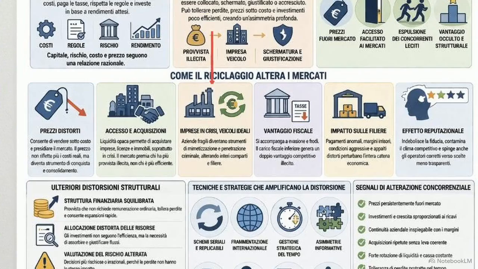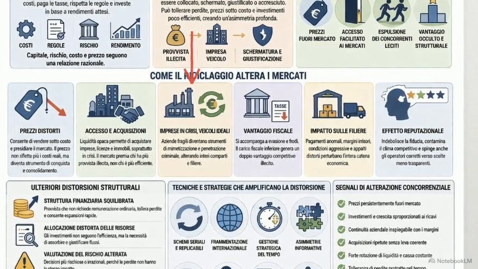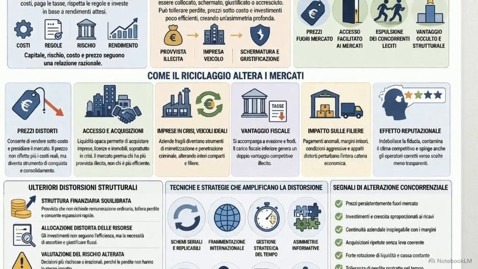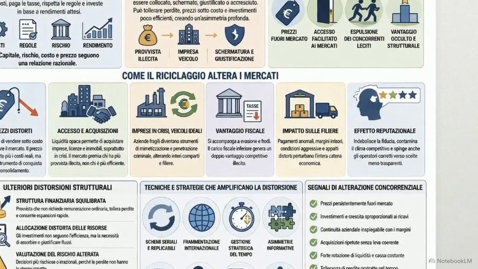Launderers also target distressed companies. Bankrupt or struggling firms serve as ideal vessels to absorb illicit liquidity under the guise of a corporate rescue or bailout. This is compounded by tax fraud. Illicit firms frequently pair their untracked capital with evaded taxes, further lowering their operating costs relative to honest competitors.